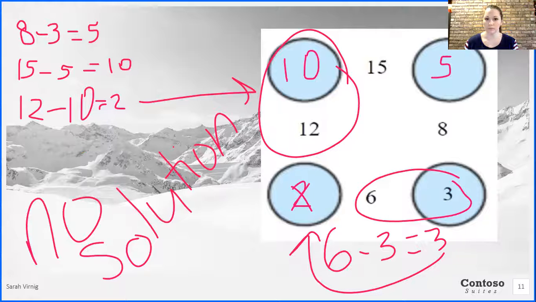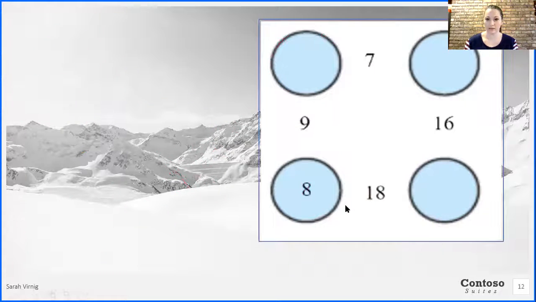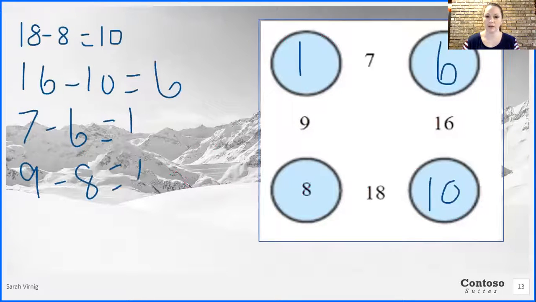Our next problem, we have 8, 18, and 9 that we can work with. So we just take the bottom numbers and set it up like the other ones. We take 18 minus 8 gives us 10, and we put that in the bottom right. 16 minus 10 gives us 6. That goes in the top right. And we know that 7 minus 6 is 1.